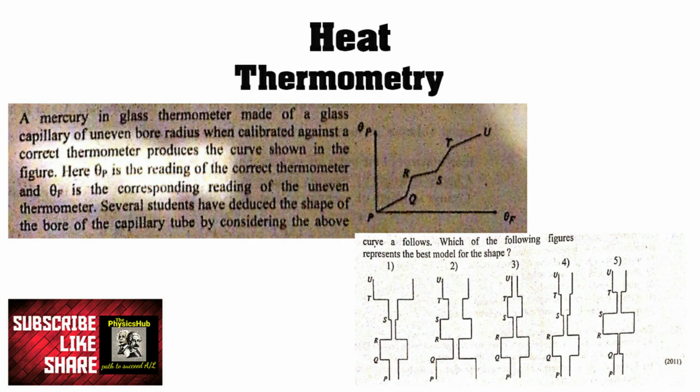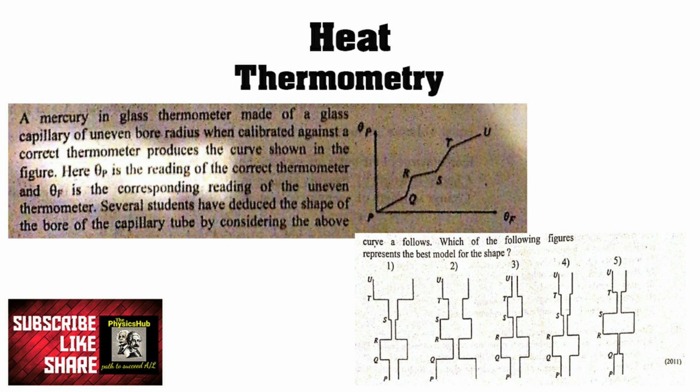A mercury in glass thermometer made of a glass capillary of uneven bore radius. When calibrated against a correct thermometer, it produces the curve shown in the figure. Here theta P is the reading of the correct thermometer, and theta F is the corresponding reading of the uneven thermometer.